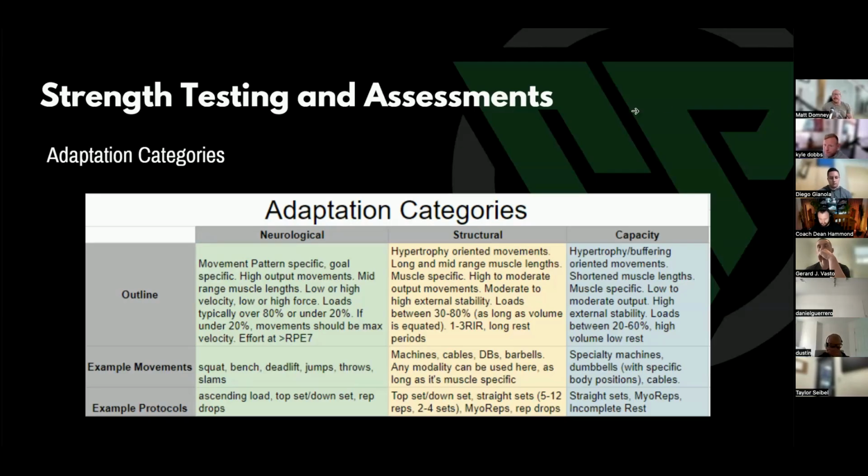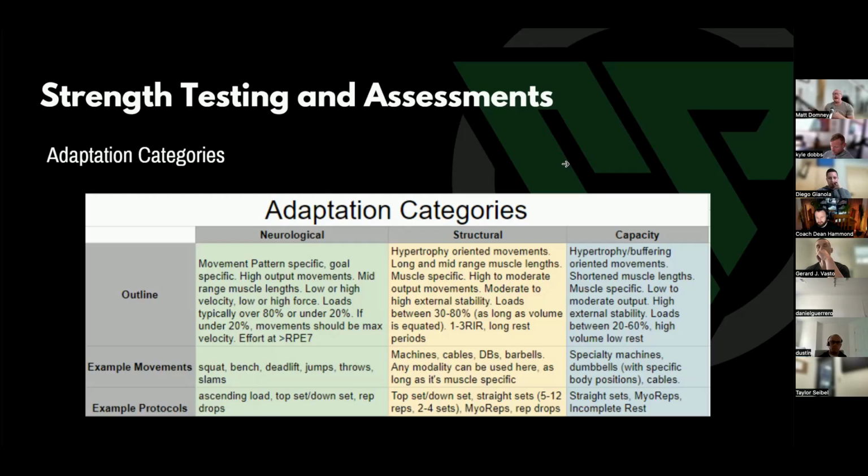When I'm breaking down my programming and breaking down my adaptations, I like to break them down into specific adaptation categories, define a set of rules for them, define a set of movements that fit within those specific rules, and then assign protocols out from there. The reason I do this is because this structure allows me to have the most freedom for both movement patterns and order of exercises throughout the course of the individual week.